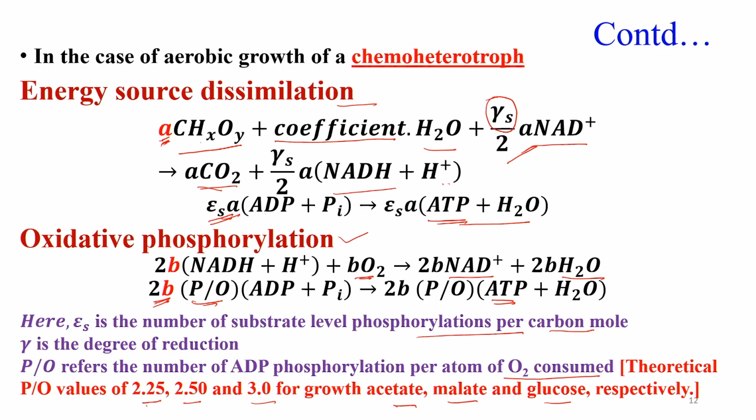So, these are the first two steps. In energy source dissimilation, your substrate is oxidized to carbon dioxide, and once NADH is formed, in the next step it is converted to NAD in the oxidative phosphorylation process. In both these processes there is a synthesis of ATP molecules.